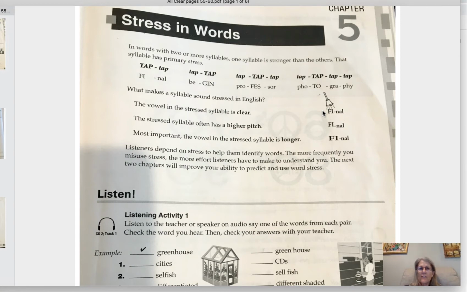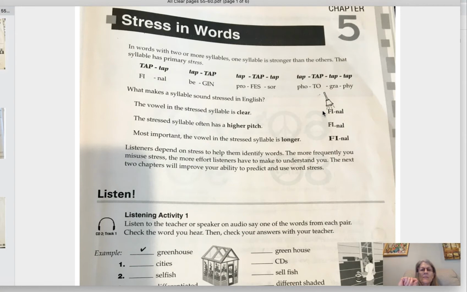So, chapter 5 is stress in words. And this takes quite a long time in non-native speech when you're trying to get the different stress patterns in English. So, here are a few rules that you can take into consideration when you're looking at how to pronounce words. Because I can tell you from a native speaker's point of view, that sometimes we don't understand a word when the stress is off. So let's look at some things that we can do to make our pronunciation better, okay?